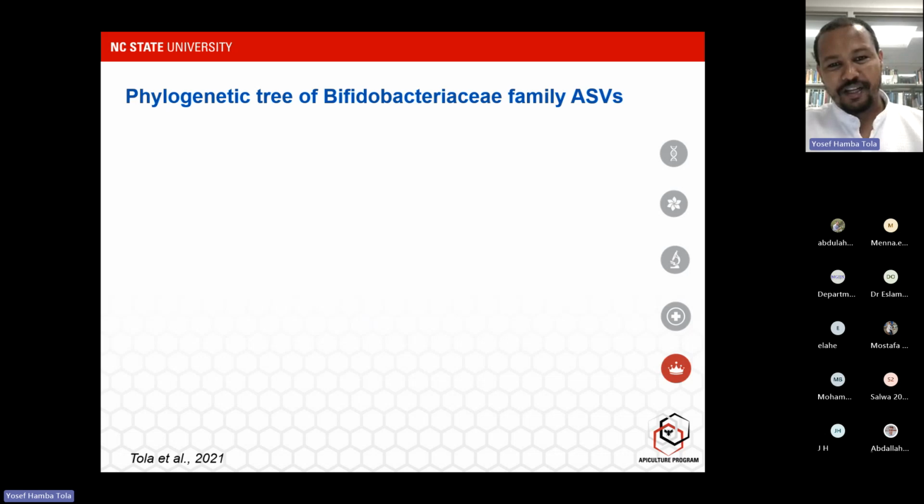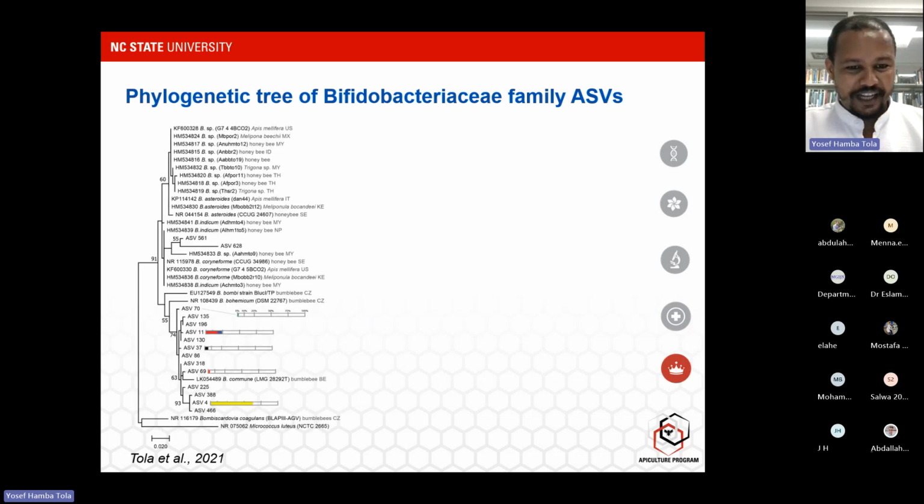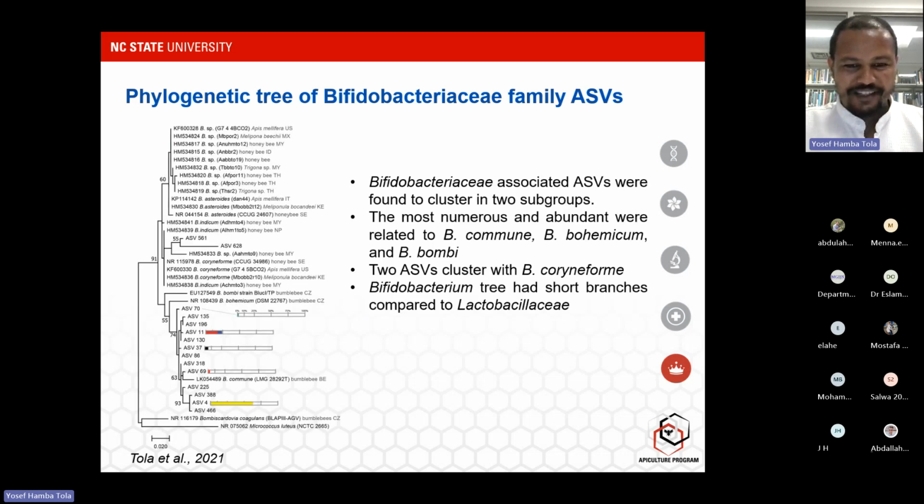In addition, I did the second dominant one, the Bifidobacteriaceae family, and I looked at how they are clustering with others. From this one, we found they cluster into subgroups, and the most numerous, abundant ones were related to Bifidobacterium commune, Bifidobacterium vermicum and Bifidobacterium bombi. Then only two amplicon sequence variants cluster with Bifidobacterium corniforme. So these three have a short branch when we compare with the Lactobacillus, and also some of our strains are clustering separately.